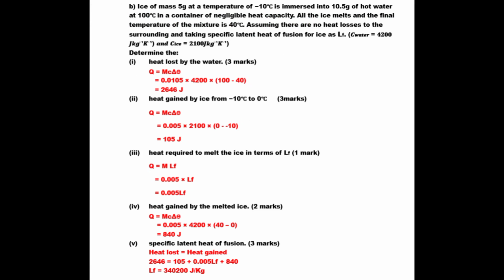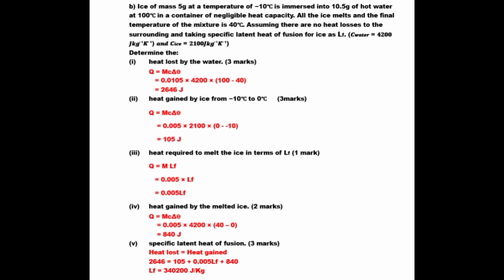Roman 4, heat gained by the melted ice, meaning after it has melted, from 0 degrees up to 40, which is the final temperature of the mixture. Remember, when ice melts, it becomes water. That means it will be given by mc theta. Mass is still 5 gram, but in SI units. After it has melted it is now water, so specific heat capacity is now 4200. Change in temperature is 40 minus 0, and that gives you 840 joule.